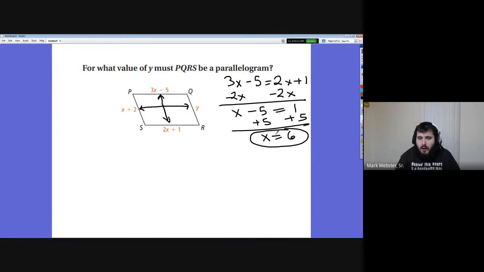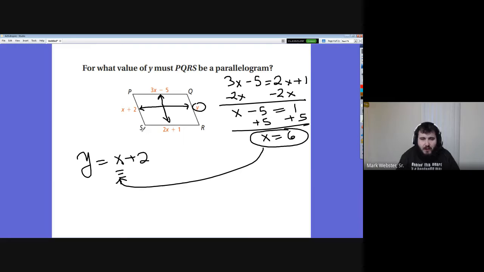So now I want to find y though. So let's use this equation. I know that y is going to be x plus 2. Well, what's x? Didn't I just find it? Right? It better be the same thing. So just plug that in now.